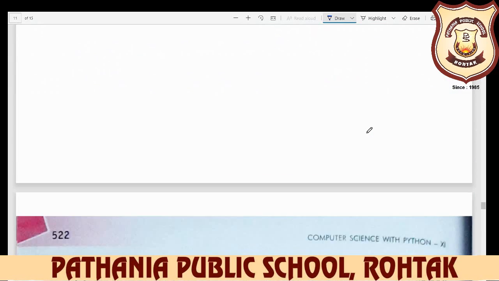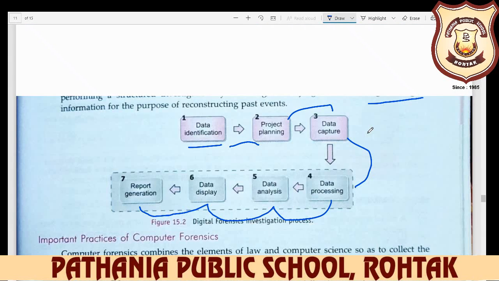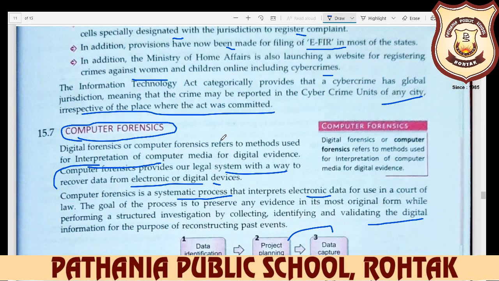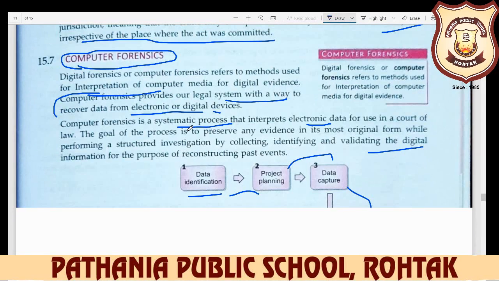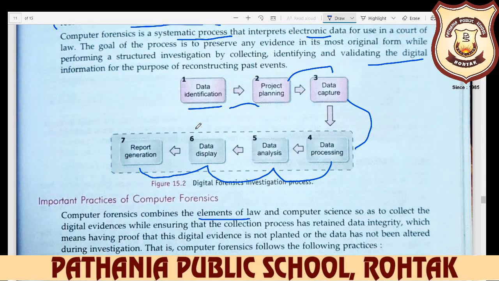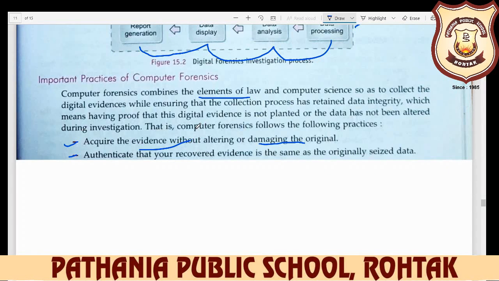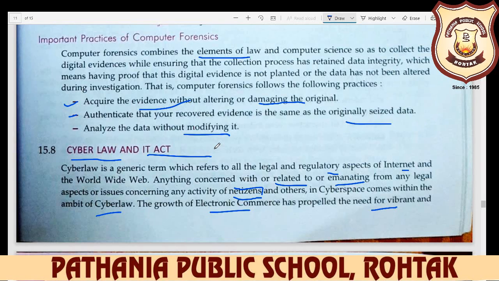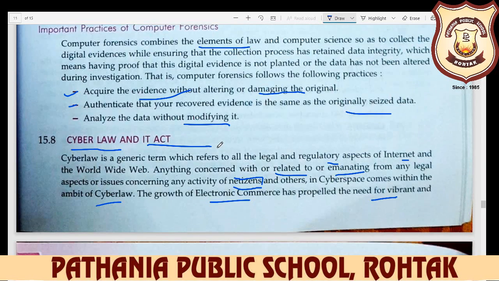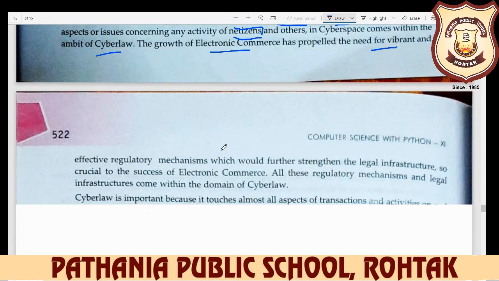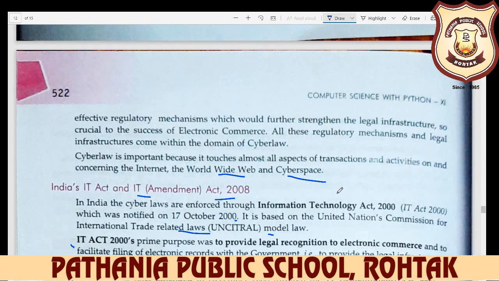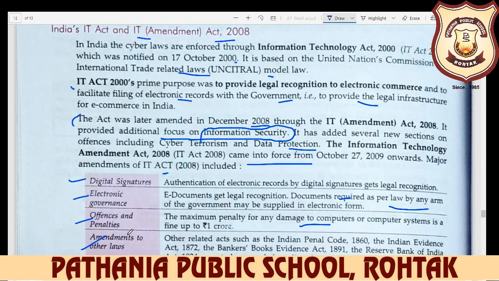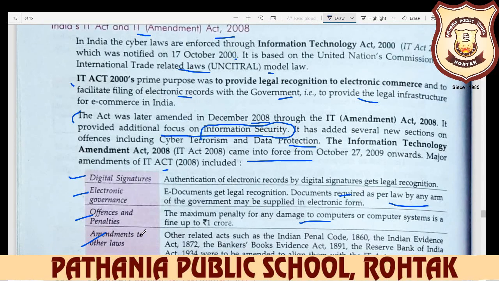So here we have learned about computer forensics. What do you mean by computer forensics and important practices of computer forensics? And after that, we learned cyber law and the IT Act. In the IT Act, first the IT Act was notified on 17 October 2000, and after that the amendment was made to the IT Act in 2008. And we have discussed here all the major amendments of the IT Act 2008.